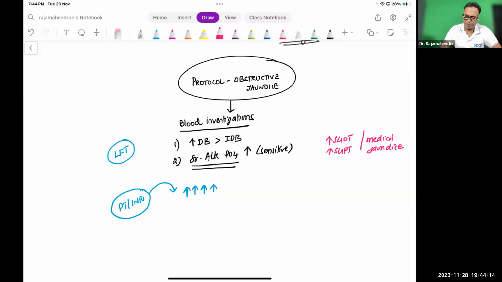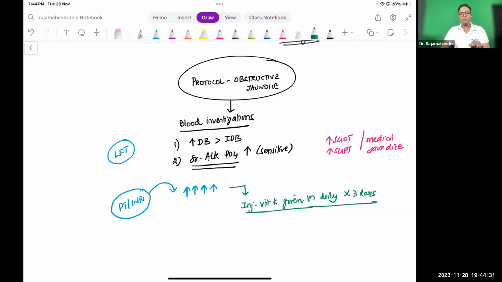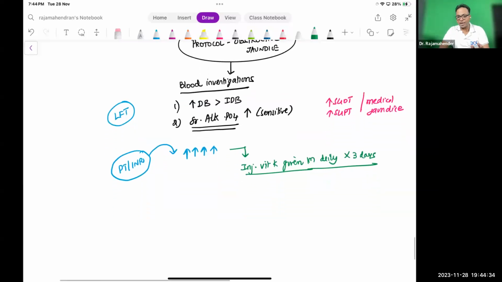Before proceeding for further investigations, immediately start injection vitamin K for the patient daily. If you give injection vitamin K daily for at least 3 days, PT-INR becomes normal. In an obstructive jaundice patient, if I give vitamin K for 3 days, PT-INR will become normal. Okay, this is a very basic point. So this is the first important thing, blood investigation.